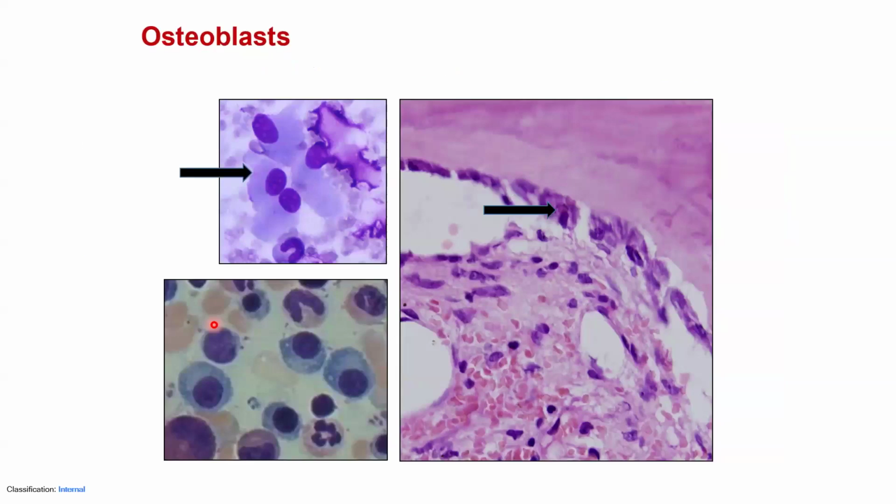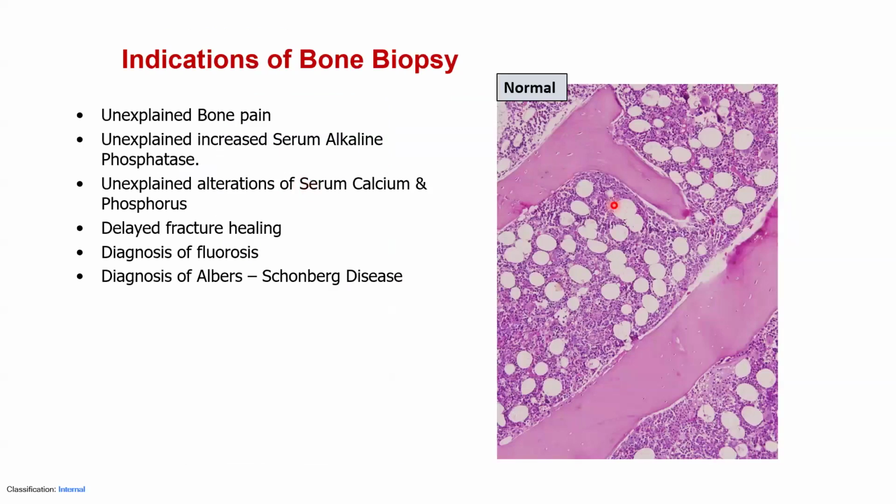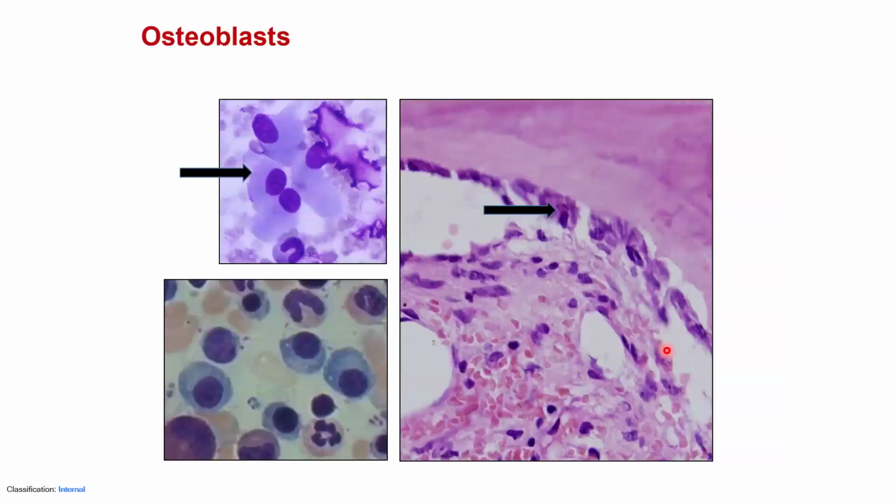Now, let us understand the cells lining the bony trabeculae. If you look at this picture, this is the biopsy of a normal bone where the bony trabeculae have uniform thickness and a smooth lining over here. There are no irregularities, and there is normal mineralization in these bony trabeculae. And lining these bony trabeculae are osteoblasts.